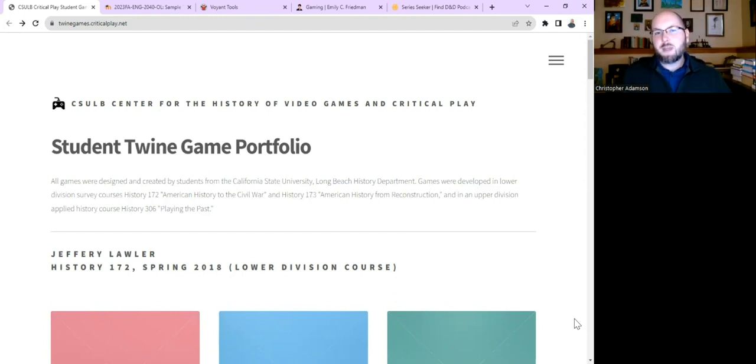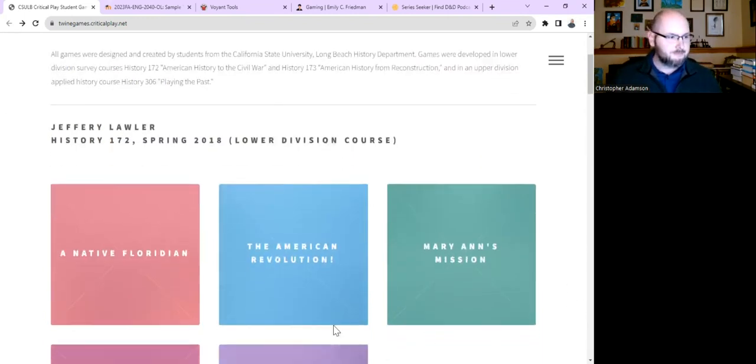Let's start with an example that will resonate with what you're doing this week. So you're using Twine to make a nonlinear essay, and what it's often used for is branch logic games. What you're looking at now is an example from the Center for the History of Video Games and Critical Play of a history assignment where students picked a historical period that they were studying and turned it into a game so they can examine agency. Let's take a look at one.